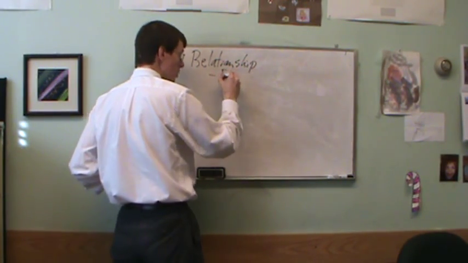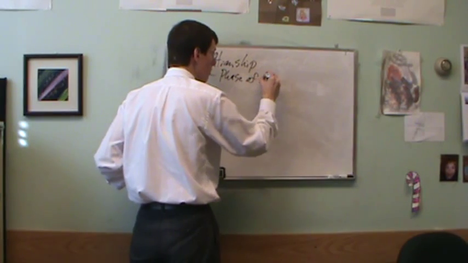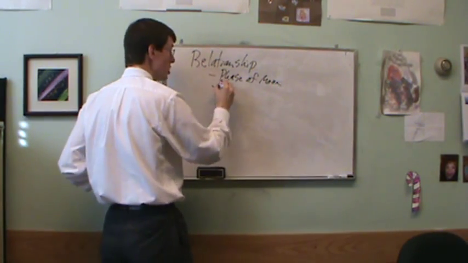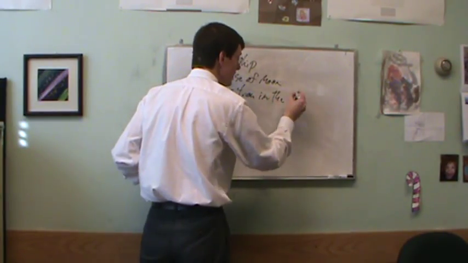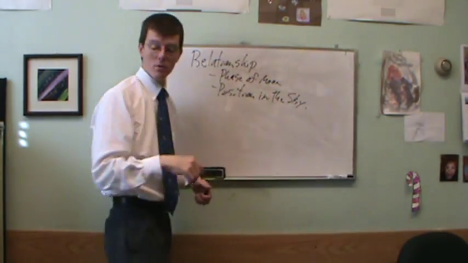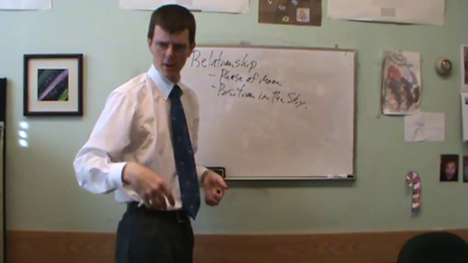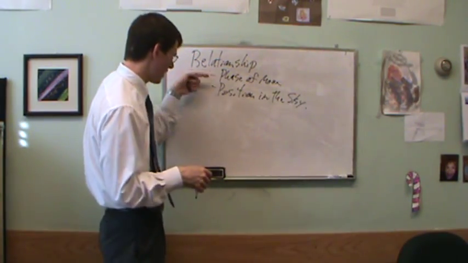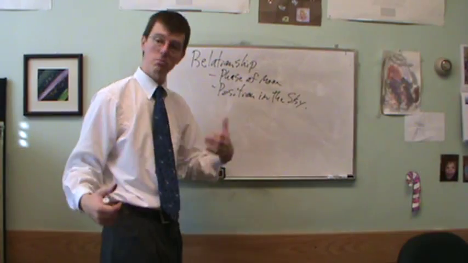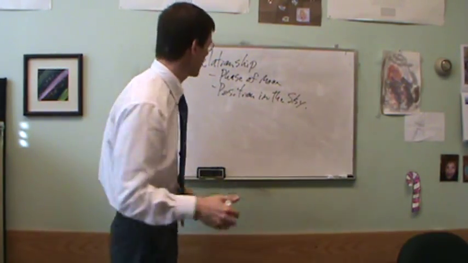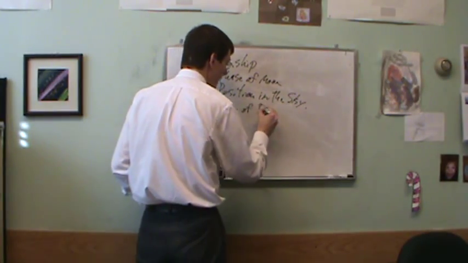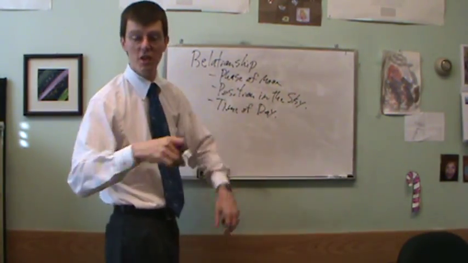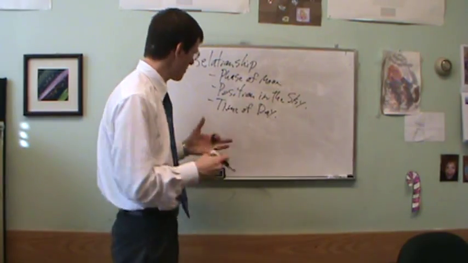The phase of the moon, the position in the sky. So phase of the moon: waxing crescent, waning gibbous, full, first quarter, third quarter, that kind of thing. Position in the sky: rising in the east, setting in the west, high in the south, not visible, that sort of thing. And the time of day: noon, midnight, sunrise, 11 p.m., 6 a.m., that sort of thing.